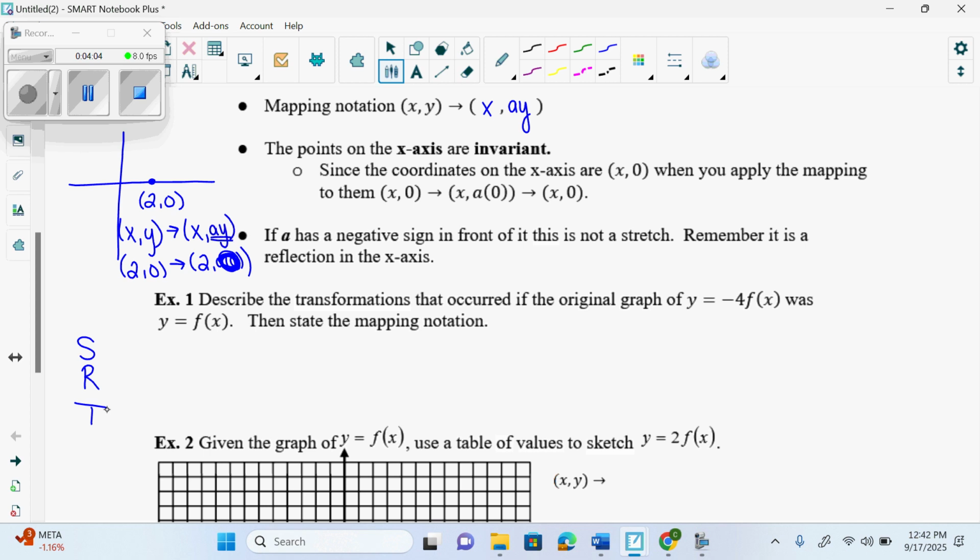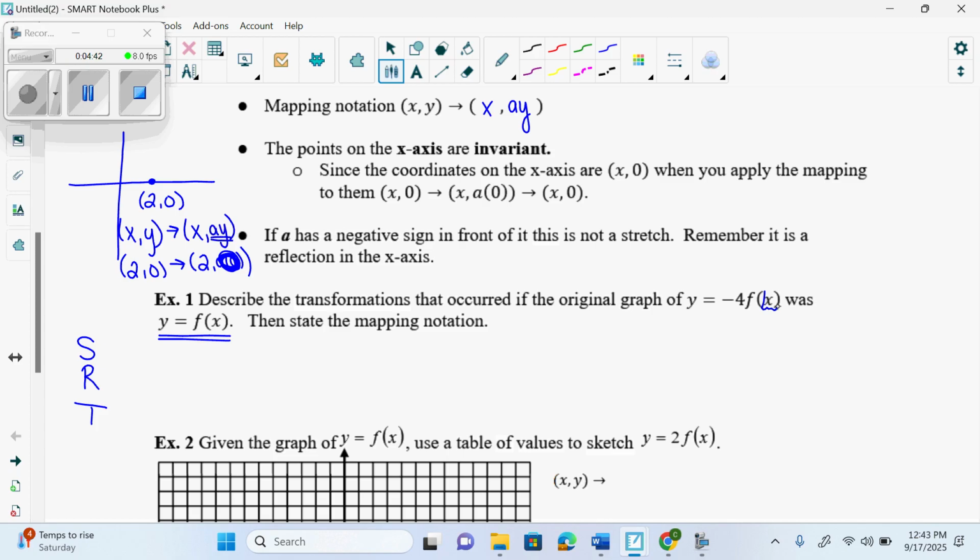All right. So, describe the transformations that occurred to the original graph of y equals negative 4 f of x if it was y equals f of x. You will learn to celebrate when the original is y equals f of x. Because that means the original had nothing on it. So everything that they list is something. Some sort of stretch, reflect, translate. So we have it in y equals, and we have a 1 in front of our x. True? If we have that, we can state our transformation. I have a negative 4 in front. Is it with the x? Here's my x. Is it with the x?